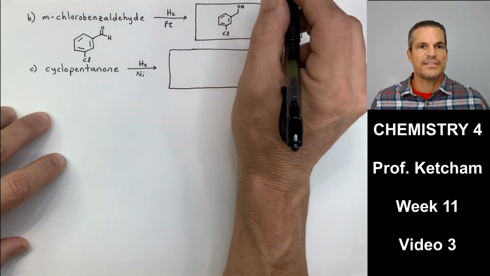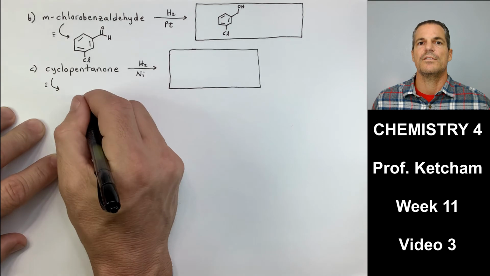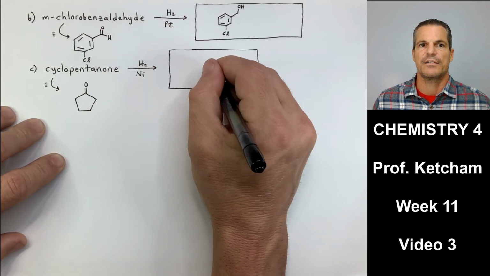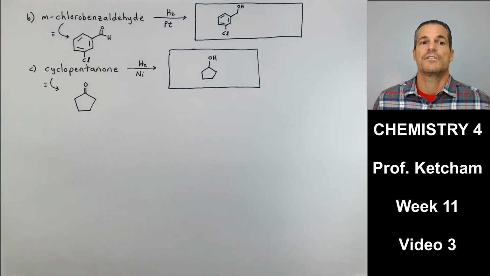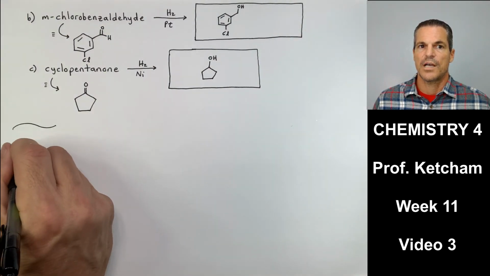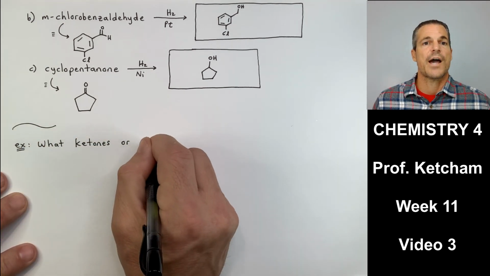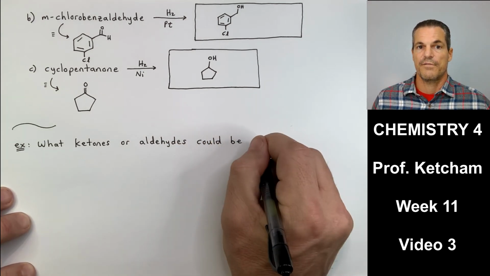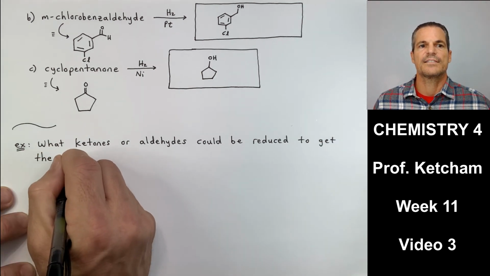So m-chlorobenzaldehyde, I've drawn it out for you there. And if you're going to reduce it, you will not interfere with the aromatic compound. The aromatic compound is very unreactive. The aldehyde turns into an alcohol. Now for cyclopentanone, the double bond O turns into an OH. We've also got an extra H on the vertex there. That's part of the ring, but it's understood. It's not drawn.